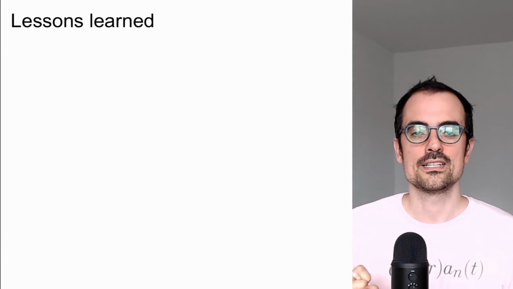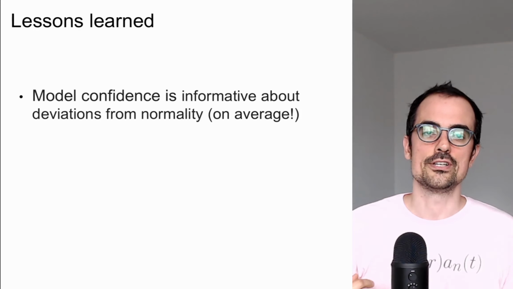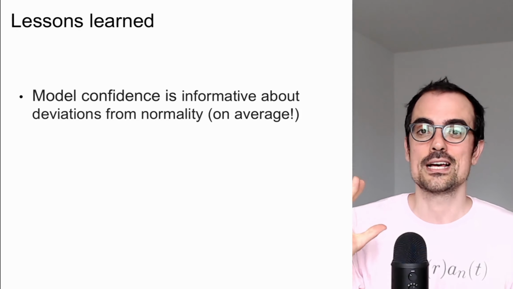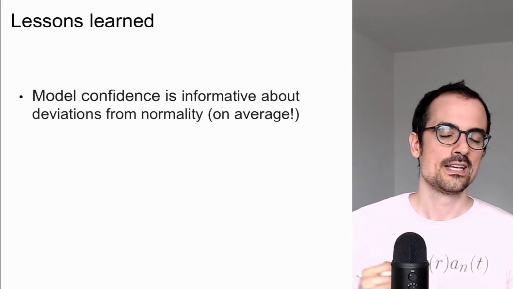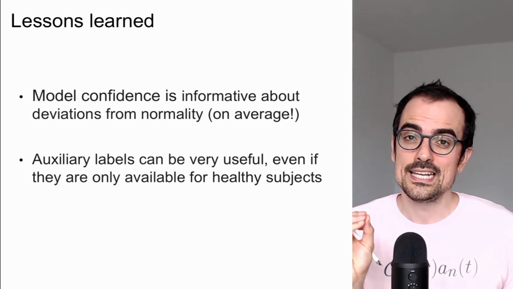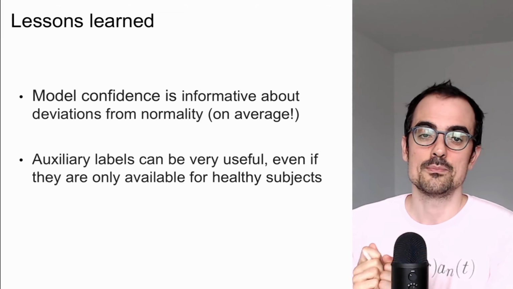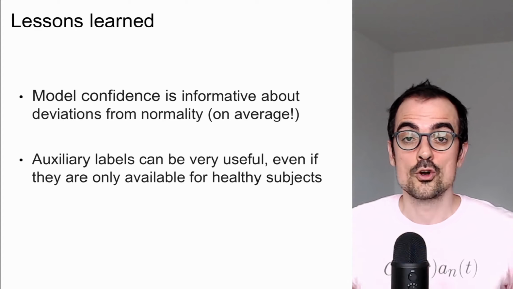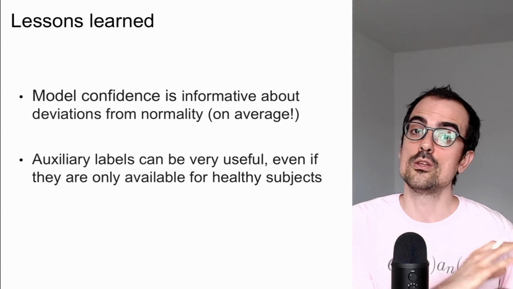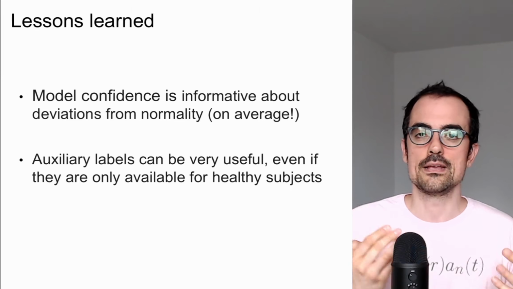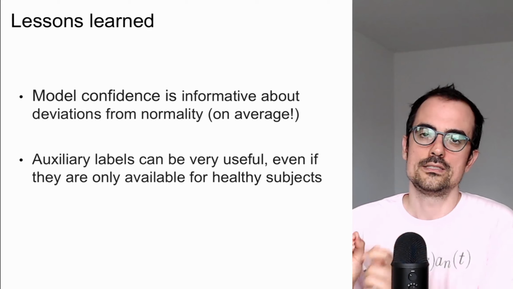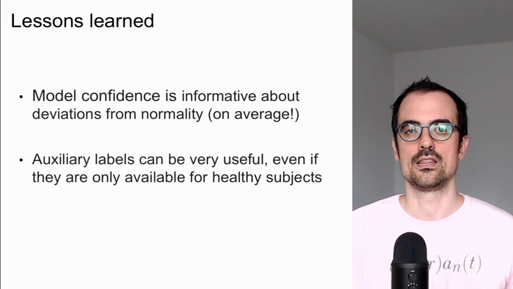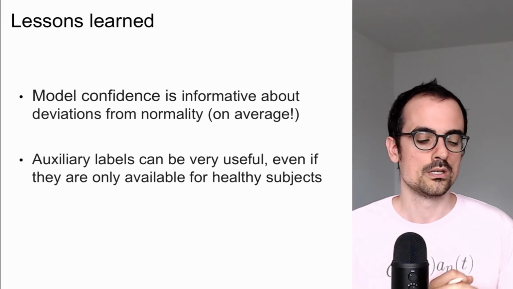Lessons learned from this, which could perhaps be applicable in other situations, is that model confidence can be very informative about deviations from normality as long as you average. Also, auxiliary labels, highly granular labels describing a subject, can be extremely useful even if you only have them for healthy subjects. Realize that in our work we don't need motion labels for the stroke patients. We don't need tissue labels for the knee osteoarthritis patients. We only need them for the healthy subjects, which might be easier and cheaper to obtain.